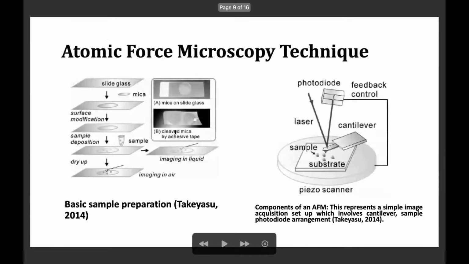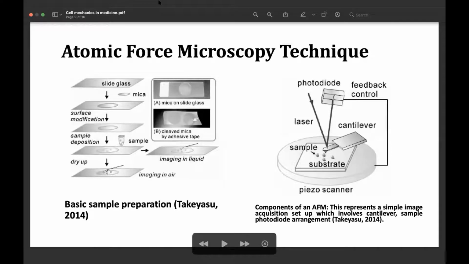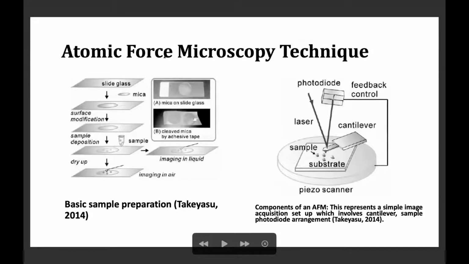slide. So this is just from the basic preparation of the cells to how the technique works. From the left-hand side here, you can grow your cells. For my research work, I used cell lines. I used brain cell lines, which were grown on mica, and then I placed them on a substrate, after which I was able to measure them using the atomic force microscope.